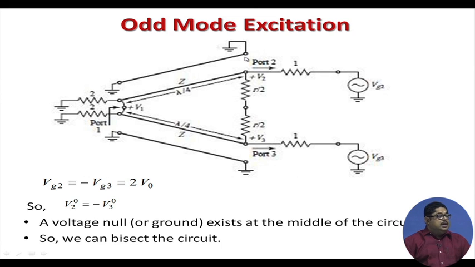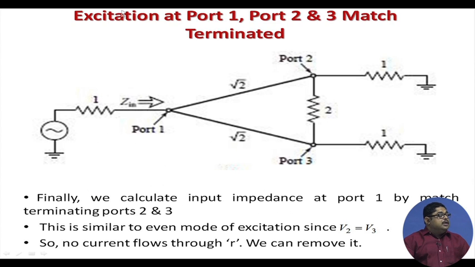That means what we are finding is, when we are exciting port 2, what is happening to port 1, what is happening to port 3. Now, due to symmetry I can say the same thing for port 3. So, this part is over, only one part is remaining: if I excite port 1, what happens? That is what we are doing here. Excitation at port 1, ports 2 and 3 match terminated.